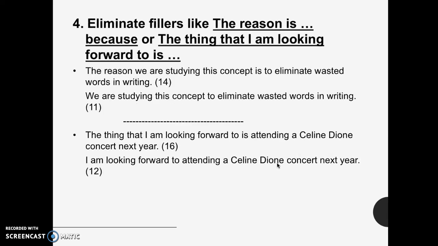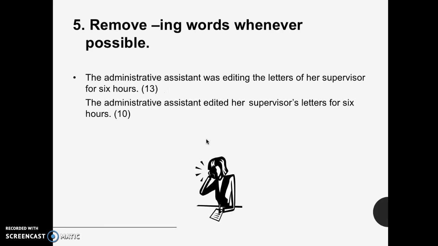All right, number 4, getting rid of fillers like the reason is, because, or the thing that I'm looking forward to is. Again, you can get rid of those. So take a look at the beginnings of your sentences. Are there places where you can get rid of extra words? So just start with we are studying. I am looking forward to attending a Celine Dion concert. So getting rid of all of these extra words can help to really make your paper that much better.